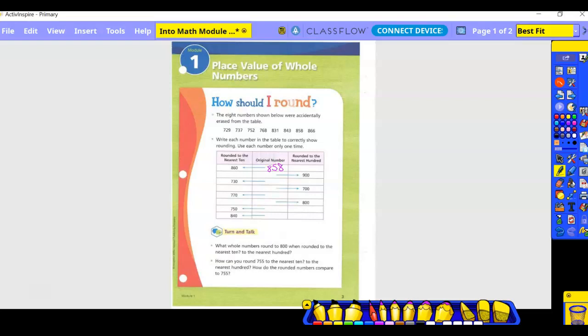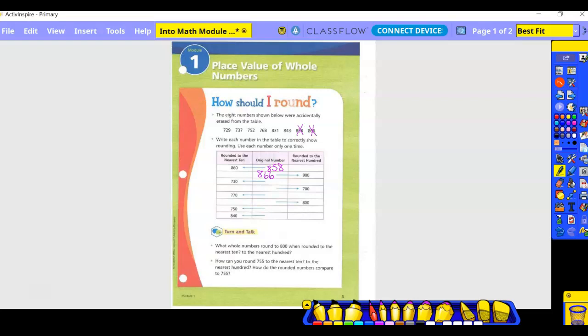Okay. Of those numbers, which would be rounded to 900? So we're going to the nearest 100. So would the 700s work there either? No. So those first 4, we're not going to use. So out of these other 3 800s, which one would it be? 831, 843, or 866? 866. Okay.